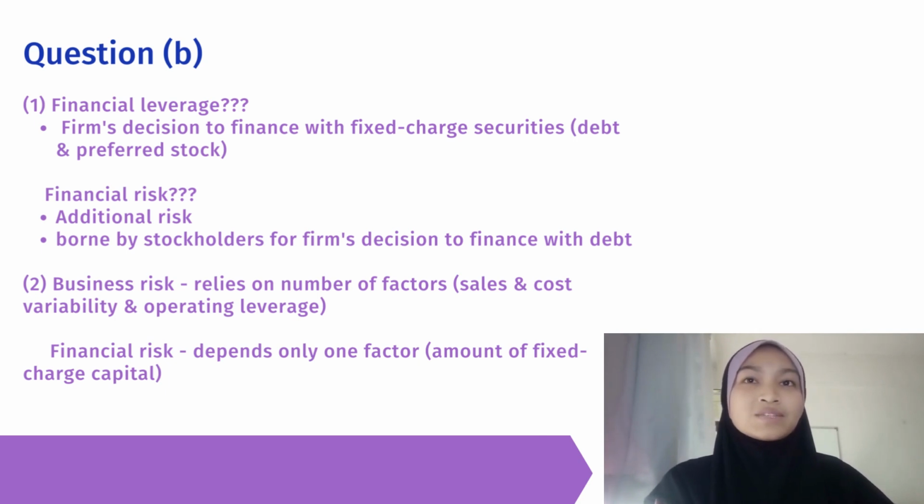Number 2. Business risk relies on a number of factors such as sales and cost variability and operating leverage, while financial risk, on the contrary, depends on only one factor, which is the amount of fixed charge capital financing the company uses.